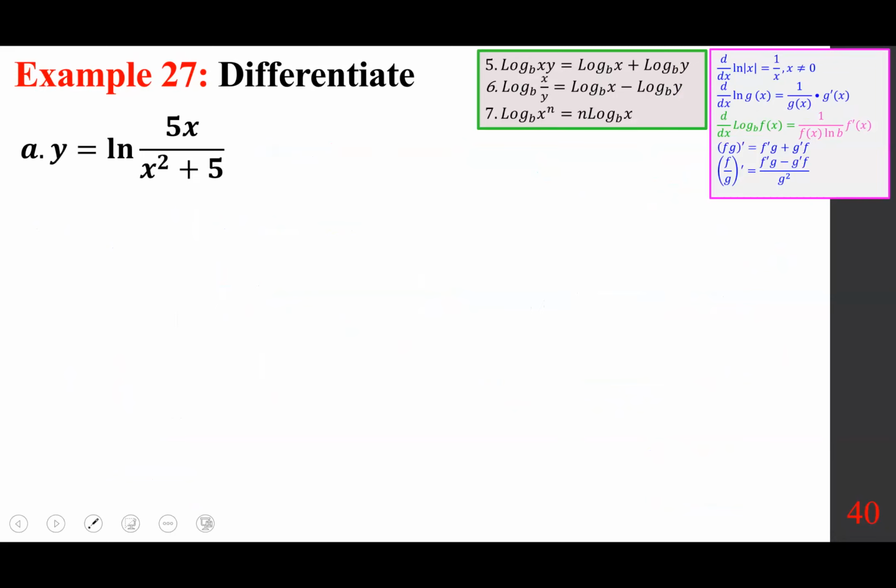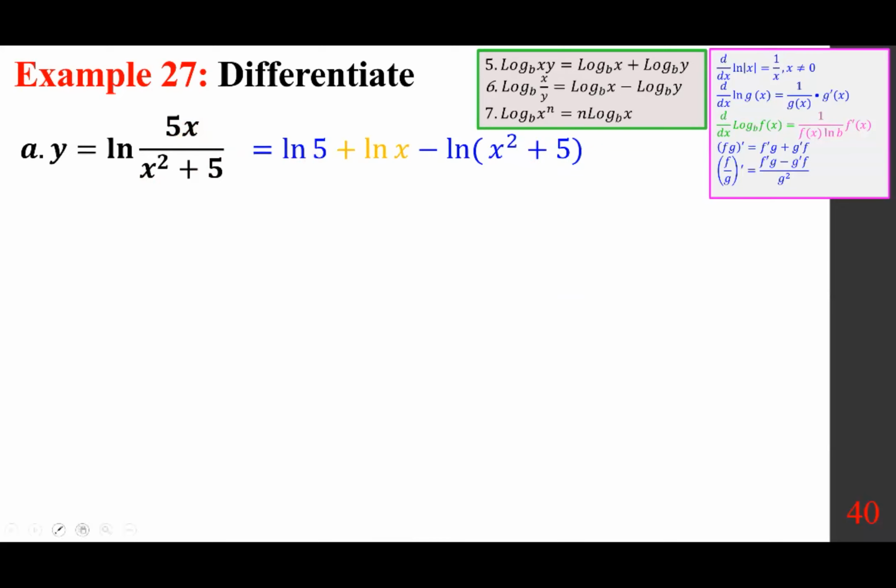We're going to take the derivative of y equals ln of 5x over x squared plus 5. You want to decompose the log first for a simple reason: otherwise you have to flip this over and multiply by its derivative using the quotient rule. Instead, this is the natural log of the top minus natural log of the bottom. And the top is ln 5 plus ln x. So I hope everybody is comfortable with logarithmic rules.